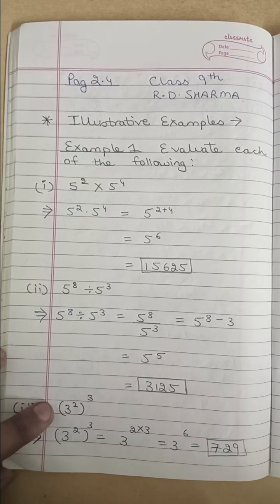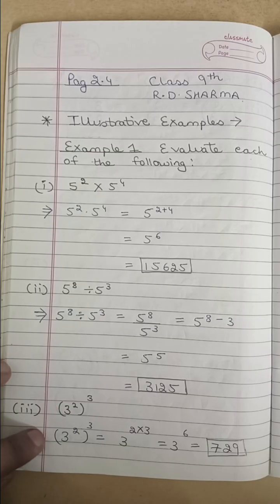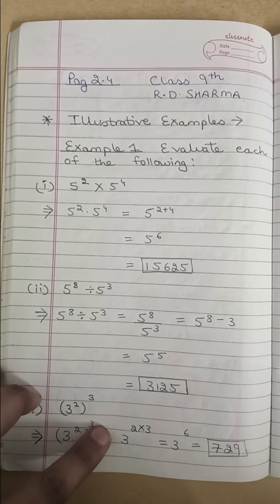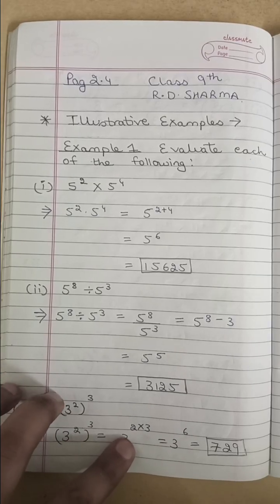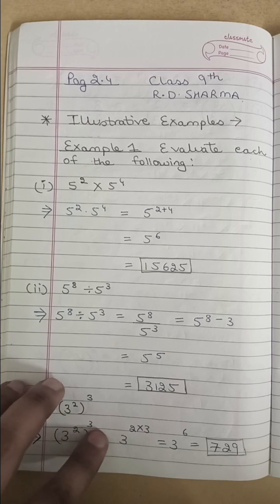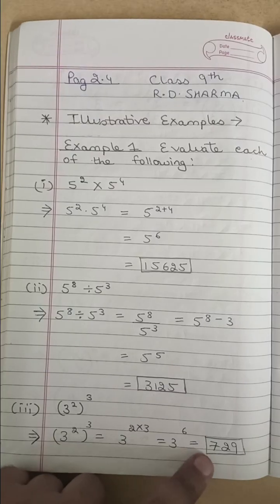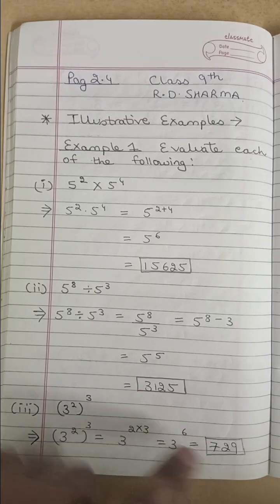Third, 3 raised to power 2 whole raised to power 3. In this case, it becomes like a raised to power n into m. So 3 raised to power 2 gets multiplied by 3, which becomes 3 raised to power 6, which is equal to 729.